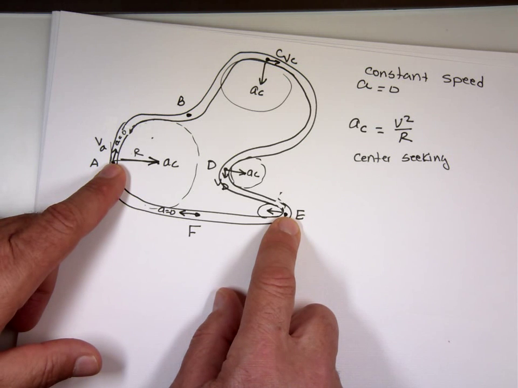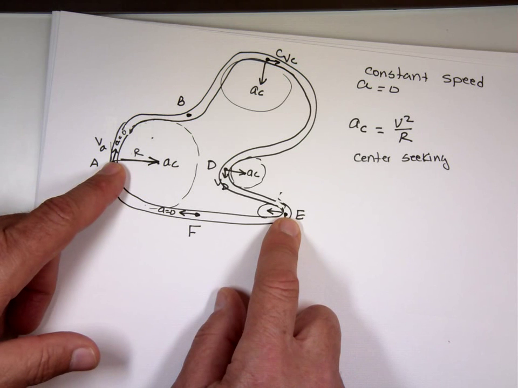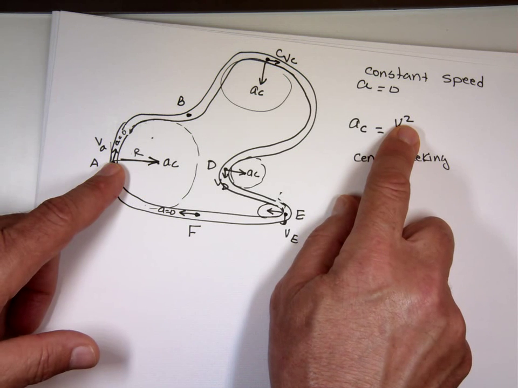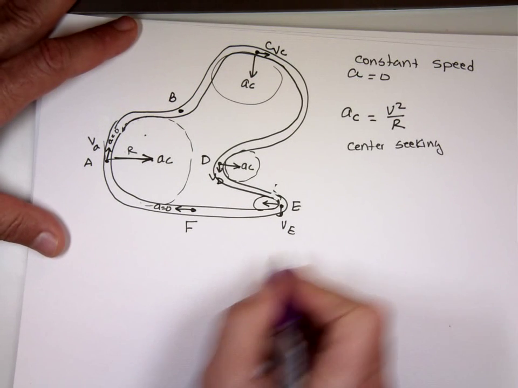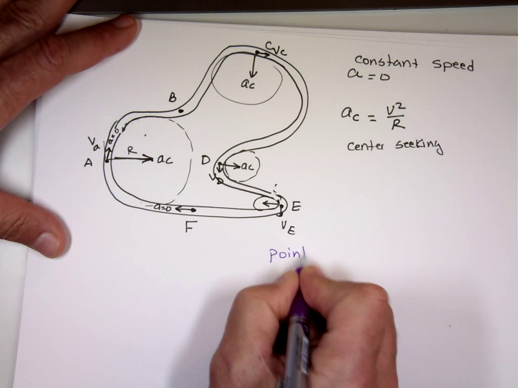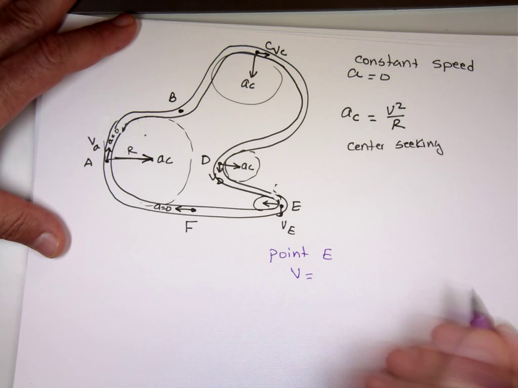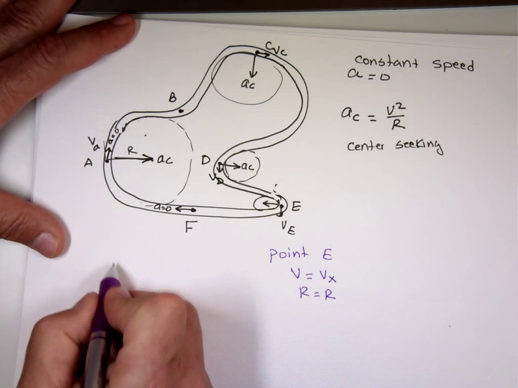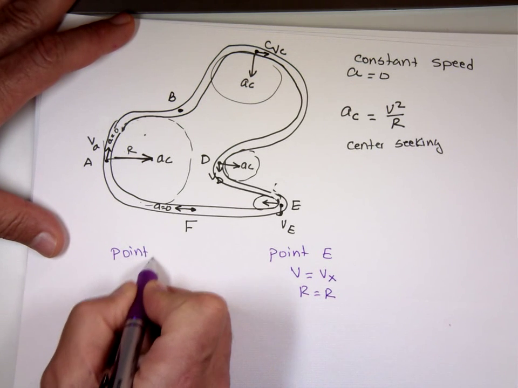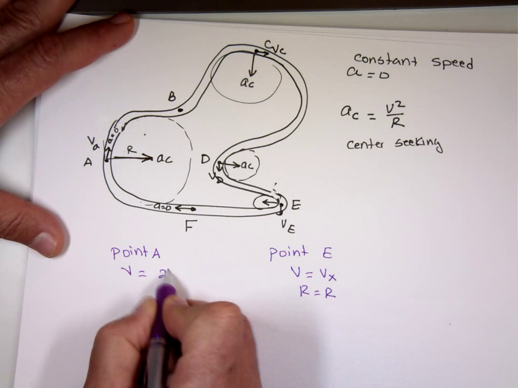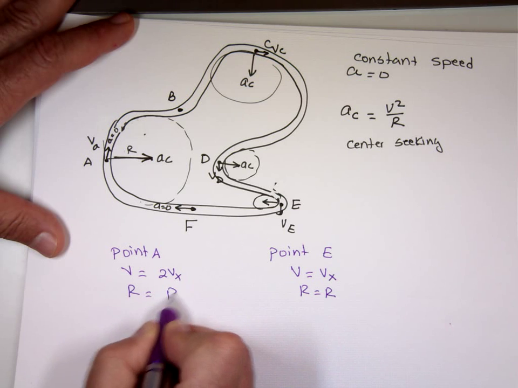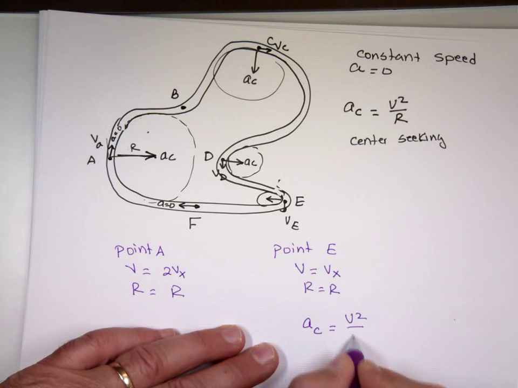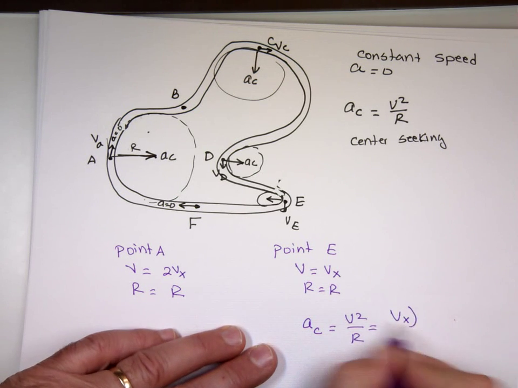Is it 4 times? Why 4? When you square 2, what's the result? 4. So, for example, let's just use point E here. Assume the velocity equals Vx, and assume the radius equals r. At point A, the velocity is going to be twice that, so that's 2Vx, and the radius is the same. So the centripetal acceleration at point E is going to be the velocity squared over r, and the velocity is what? Vx squared divided by r, and what do you have?